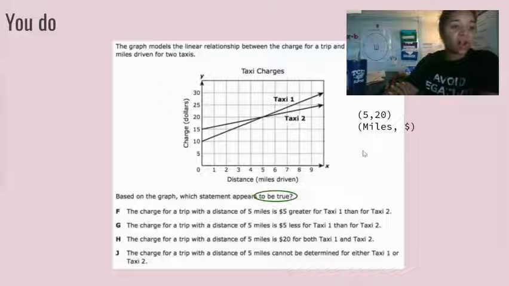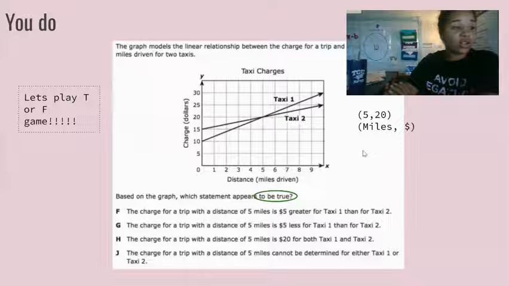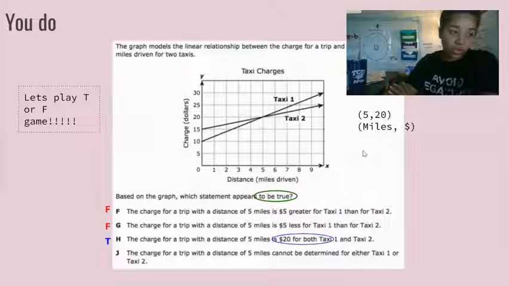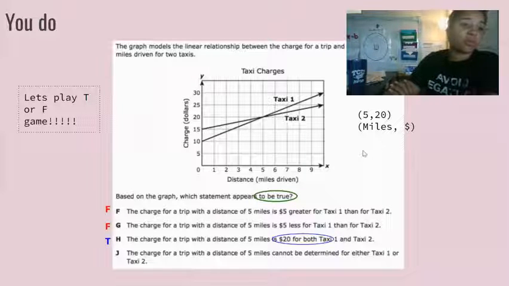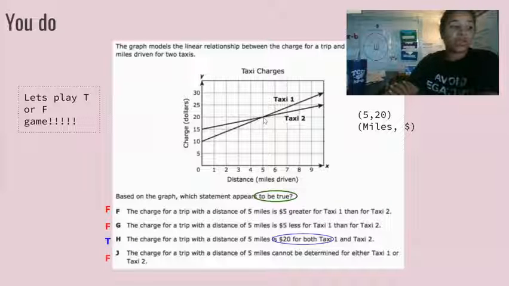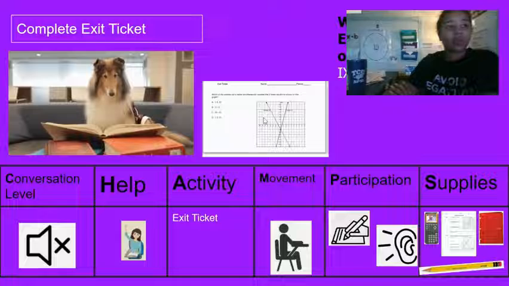Okay. G. The charge for a trip of 5 miles is $5 less in taxi 1 than taxi 2. No, because they're the same in 5 miles, so that one's false. Okay. H, the charge for a trip with a distance of 5 miles is $20 for both taxi 1 and taxi 2. That is going to be true because it's both the same. And then the last one, the charge for a trip with a distance of 5 miles cannot be determined for either taxi 1 or taxi 2. That's not true because we can determine the cost. So that is false.